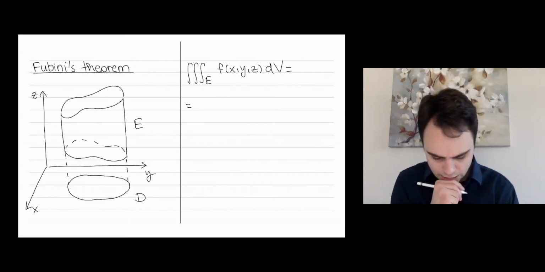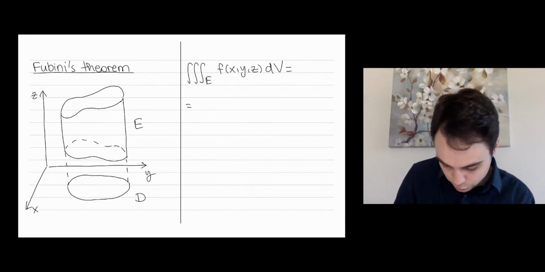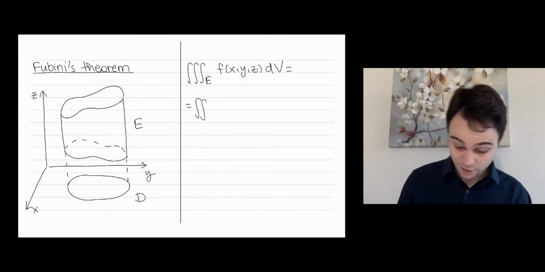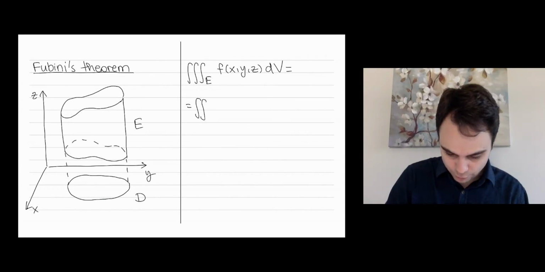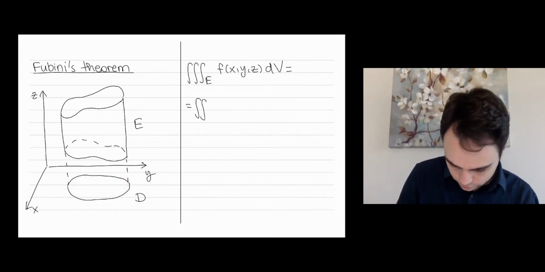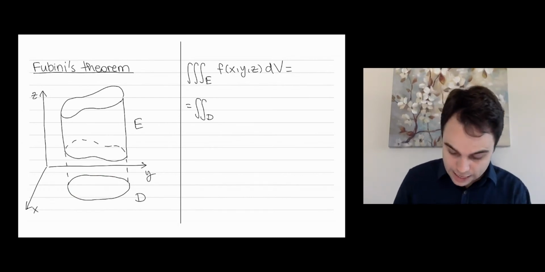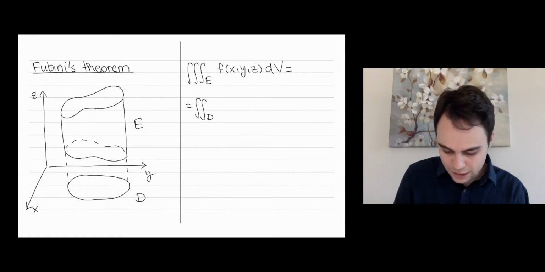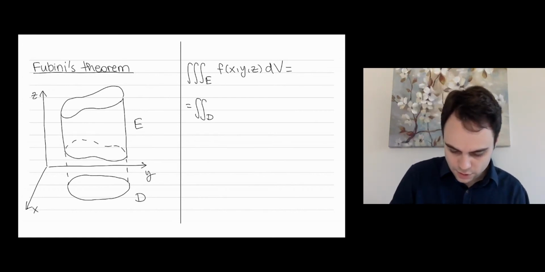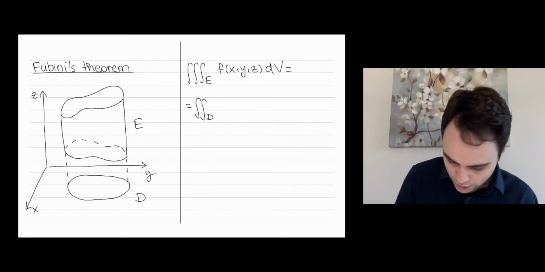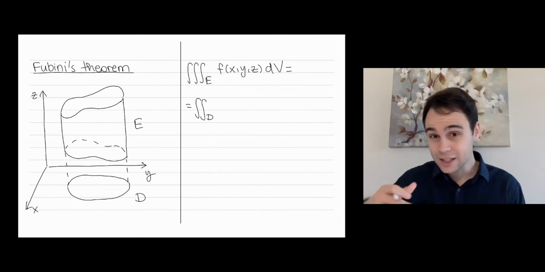Fubini's theorem for triple integrals tells us that we can evaluate this as a double integral over the projection D of the shape. So this triple integral is equal to a double integral of some function of x and y. And the function of x and y is another integral.